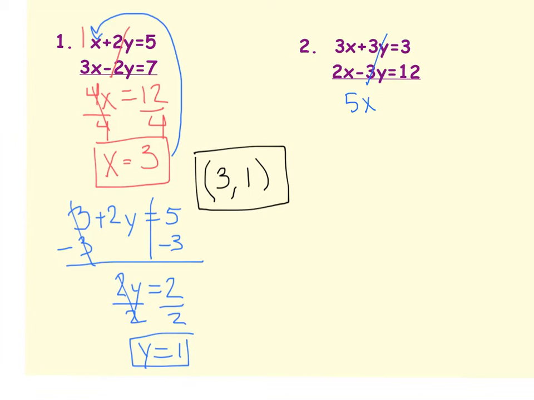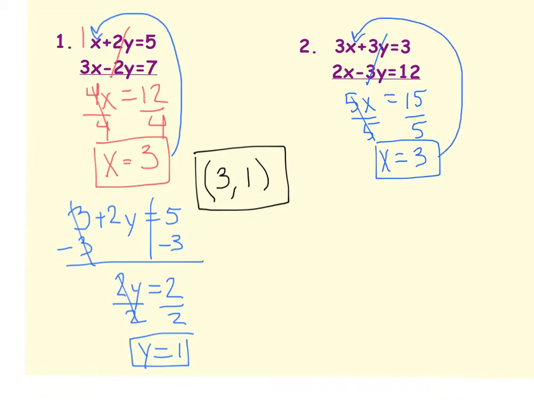Okay, and then 3 plus 12 is 15. Divide by 5, divide by 5, x equals 3. Now that I know what x is, I'm going to take this and plug it into the top equation. You can plug it into either one, doesn't matter, just like when we did substitution. So now I'm going to plug it in there.